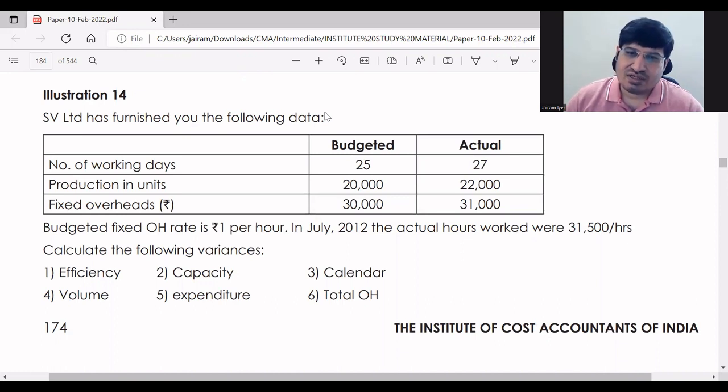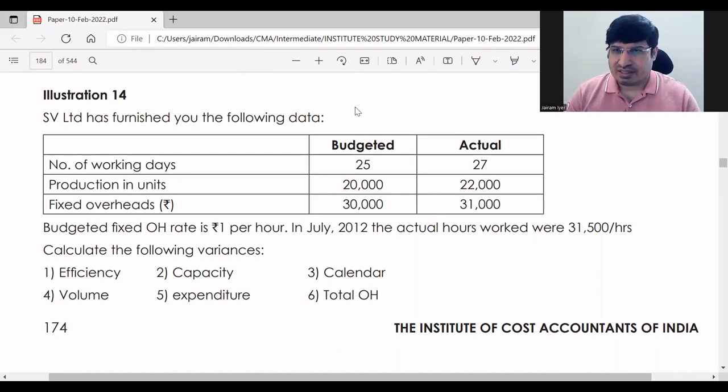ठीक है, so now in the next lecture after this, what we'll do, I'll take you through variable overhead variance theory, which is very simple. It's not as complex as fixed overhead. Okay, we'll go through that and then we'll solve illustration 15 and 16. Okay, I think for variable overhead variance you have only one example. Okay, चलो.